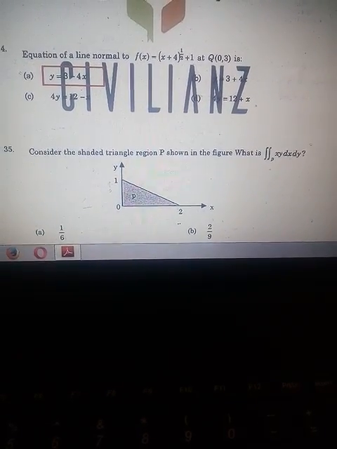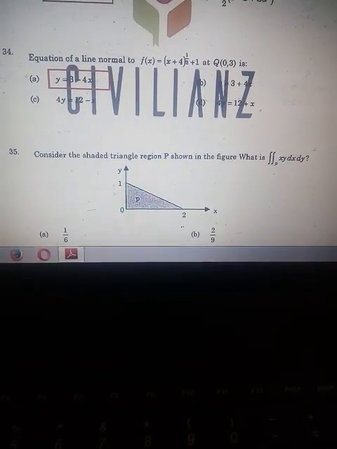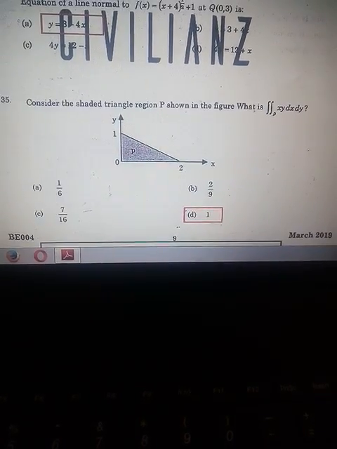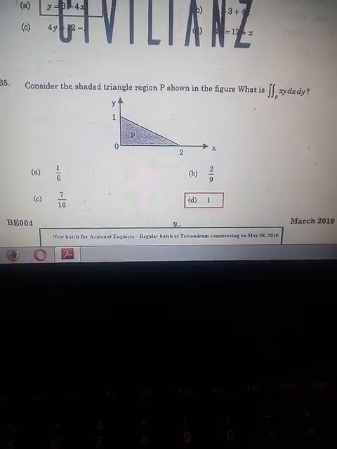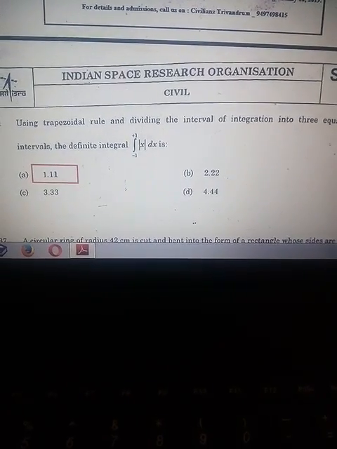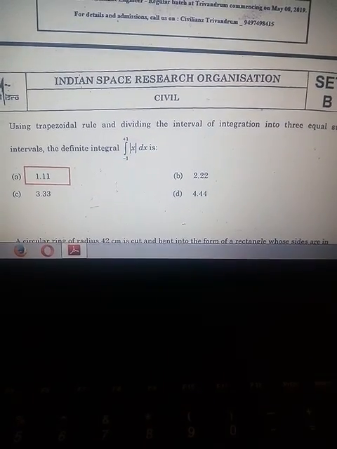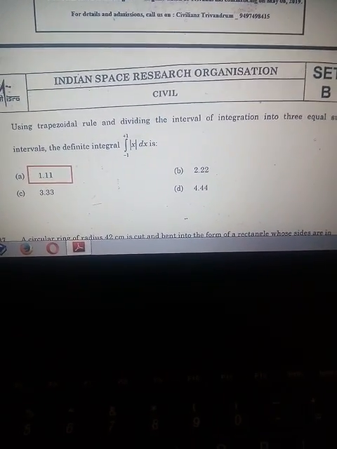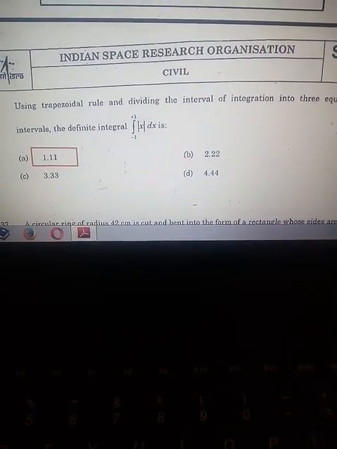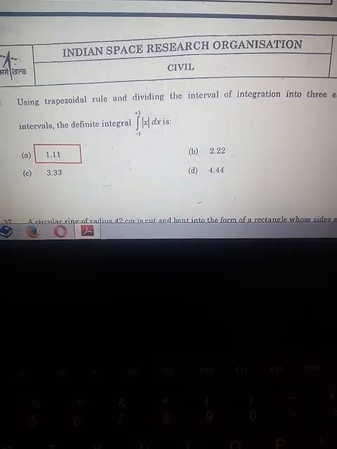Now equation of a line normal to f(x) is given by this, so right answer of this question will be A. Consider the shaded triangle region P shown in the figure. What is the value of the double integration of xy dx dy? That will be 1. Okay. Using trapezoidal rule and dividing the interval of integration into 3 equal sub intervals, the definite integral with limits -1 to +1 of x dx is 1.11. Okay.